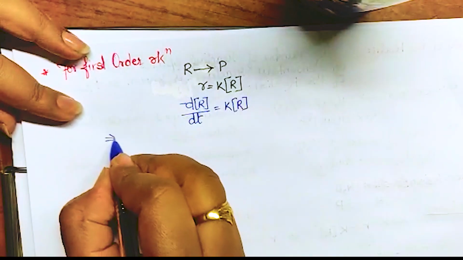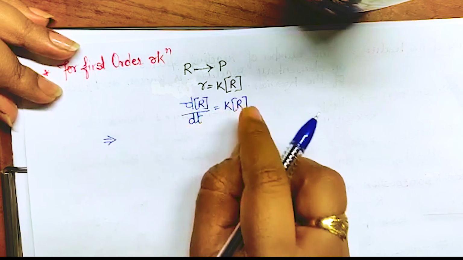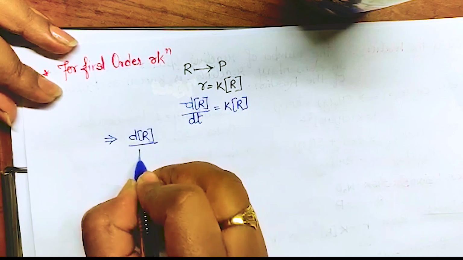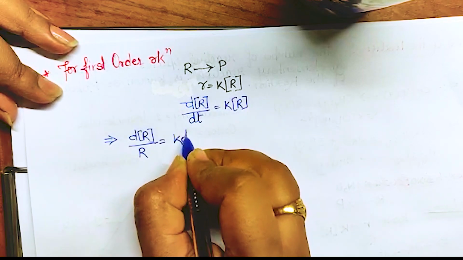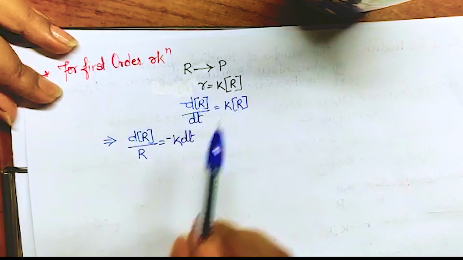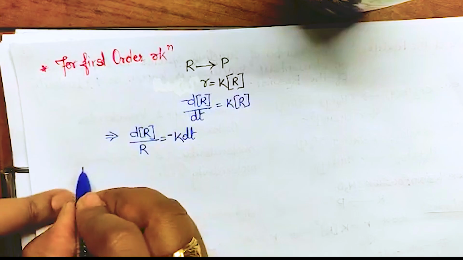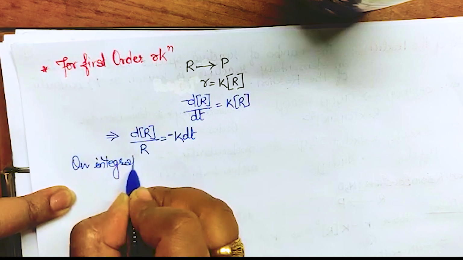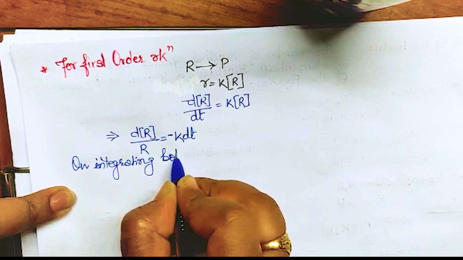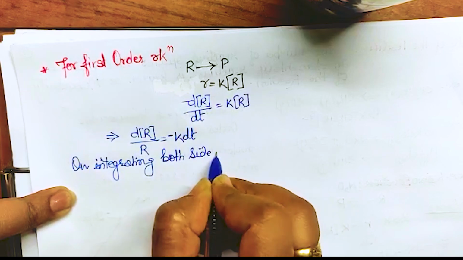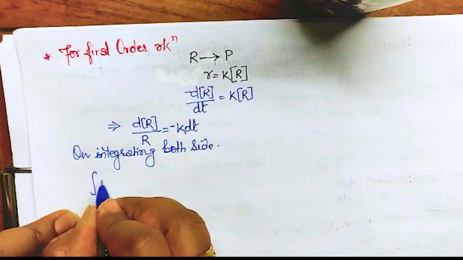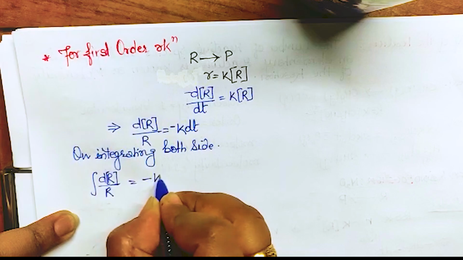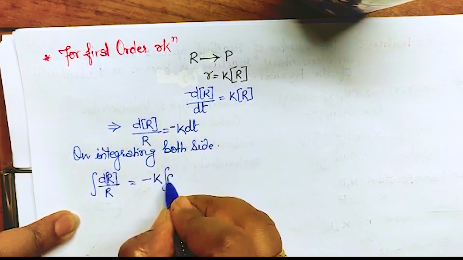Now next thing, I will take this dt over here and this R over here. So it will be dR upon R is equal to minus k dt. This minus sign also I am taking on this side, isn't it? Now on integrating both sides, taking the lower and upper limit. So this is dR upon R is equal to minus k, k is constant so it will come out, and this will be dt.